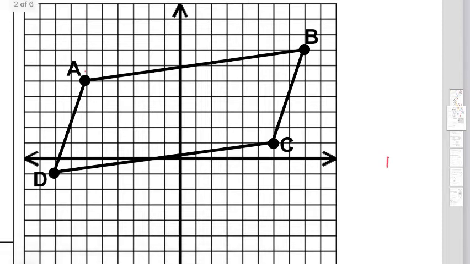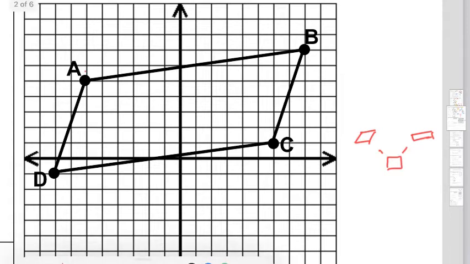For example, in order for it to be a square, it would have to have both properties, rectangle and rhombus. So the better thing to do is figure out, can it be a rectangle or can it be a rhombus? Remember what was special about a rectangle. In order for it to be a rectangle, it has to have 4 right angles. So we're going to start there. 4 right angles means 90 degrees. 90 degrees means perpendicular lines. Perpendicular lines means opposite reciprocal slopes.